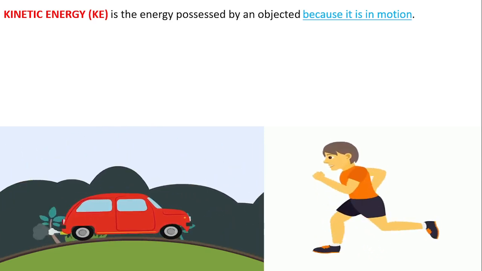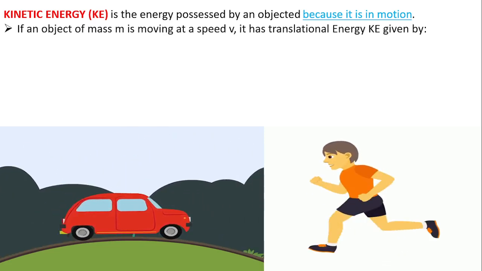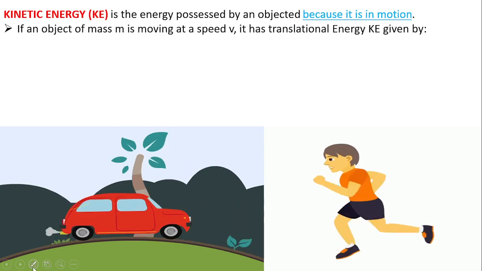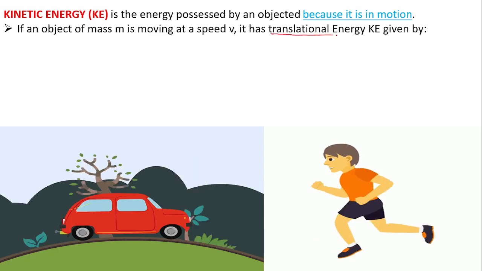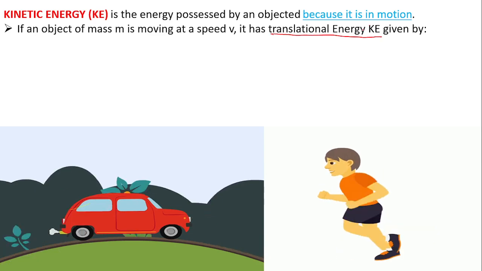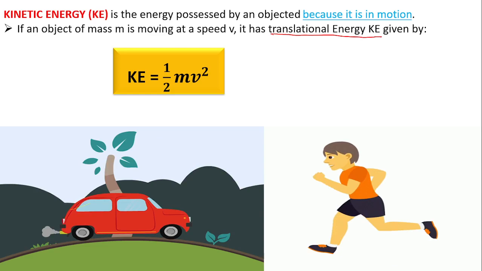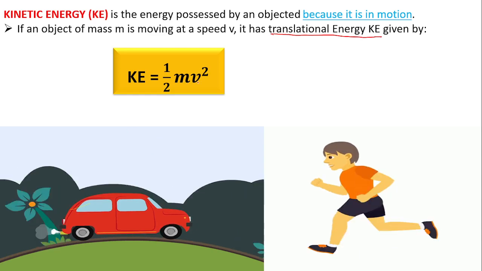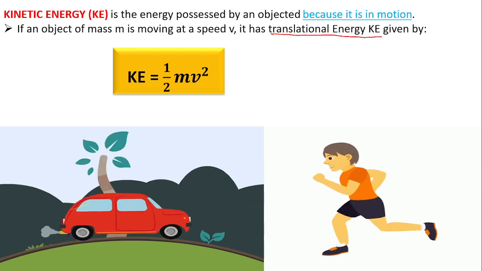And this type of energy is the energy which an object has when it is in motion. So kinetic energy is also known as linear translational energy. There I've just put translational energy, but it has to be linear translational energy. So linear translational energy is also known as the kinetic energy. The formula is simply KE is equal to half mv squared, where m is the mass and v is the velocity.